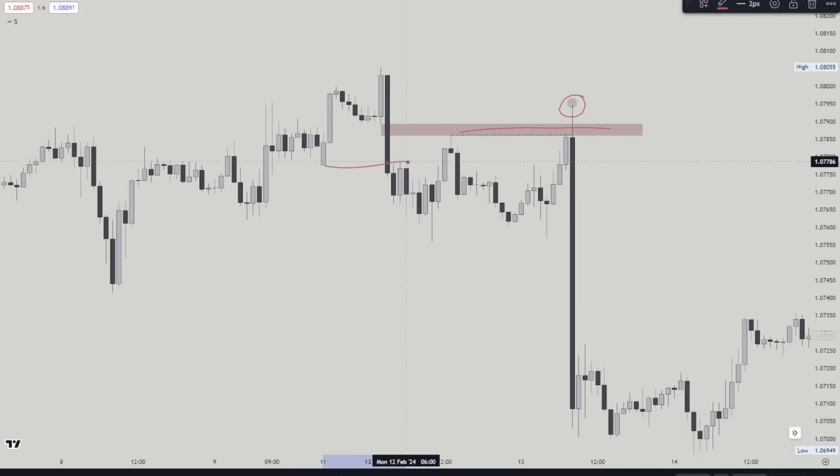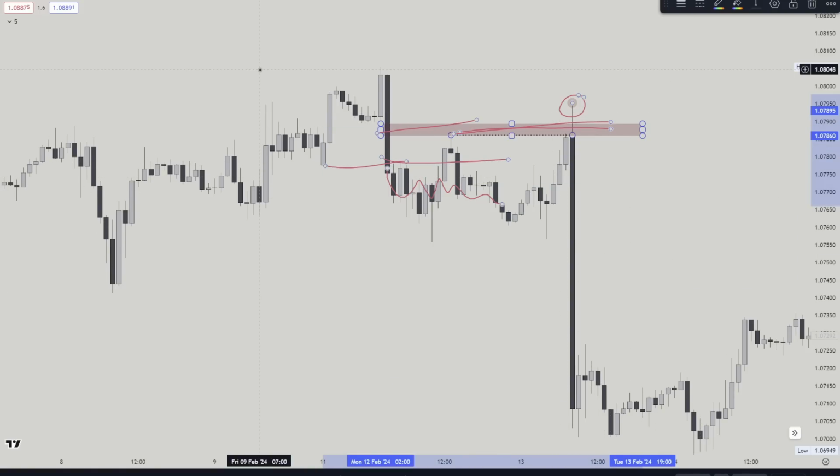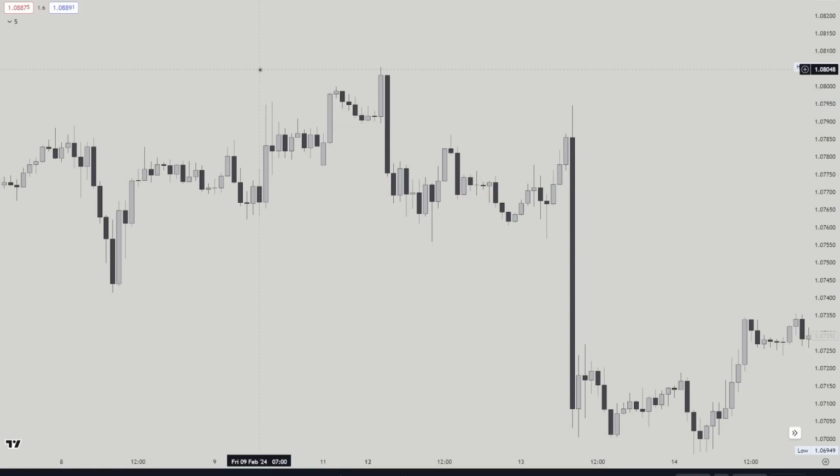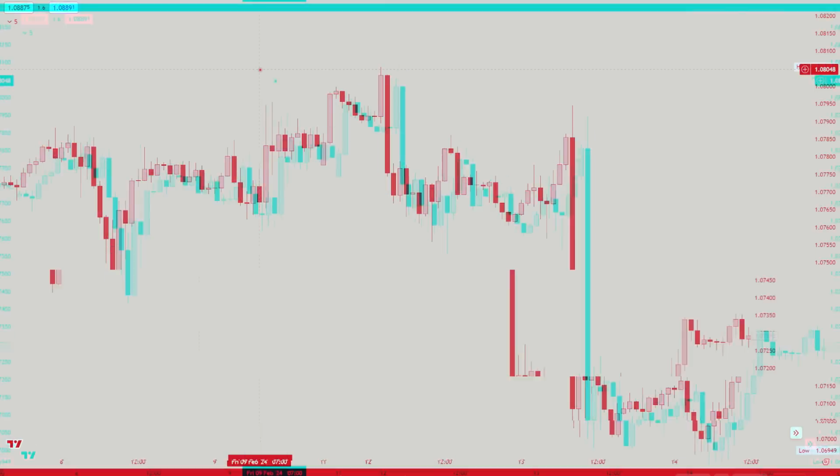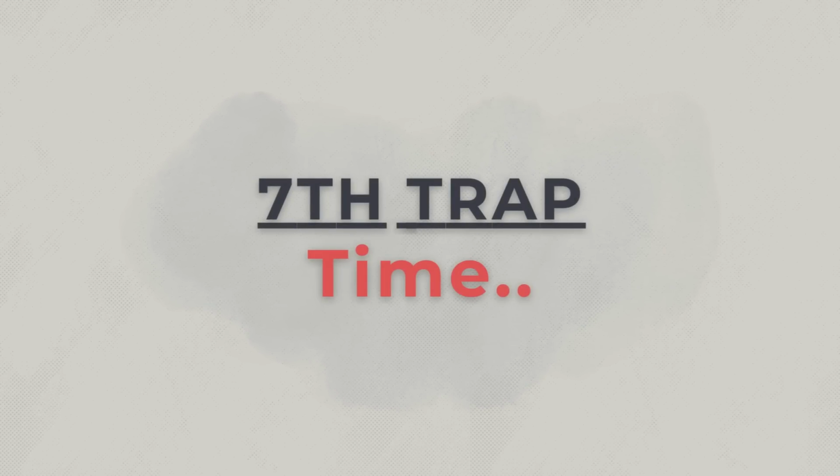We had a liquidity run here, started displacing below with a fair value gap and overlapping. And then we created an inducement. We started going lower after that. So that's how you differentiate between the liquidity run and liquidity sweep, and this is how you catch high probability liquidity sweeps. The seventh and the last smart money trap is time.